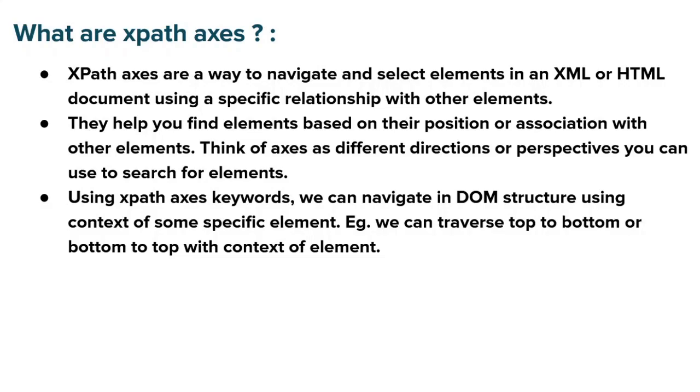So basically XPath axes are nothing but keywords. There is a set of keywords that we can use within the XPath, and by using them we can navigate in the DOM structure using the context of some specific element. So we know in the HTML DOM structure we can traverse top to bottom or bottom to top with the context of that specific element. If you know the context of some specific node, then by using its relation with another node, we can find out our targeted web element.